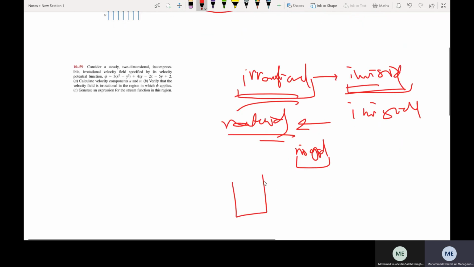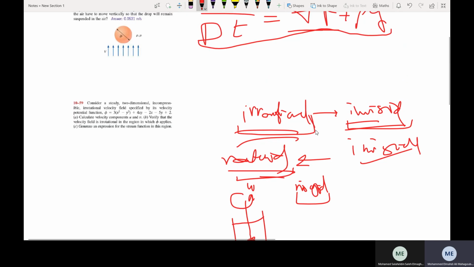Where we have, for example, a cup with water in it, and we put a spoon in and stir the water, making a circular motion. It is rotating with a certain omega, and the flow is moving as a rigid body. So in this case, yes, the flow is rotational, but it is inviscid. But every irrotational flow is definitely inviscid.